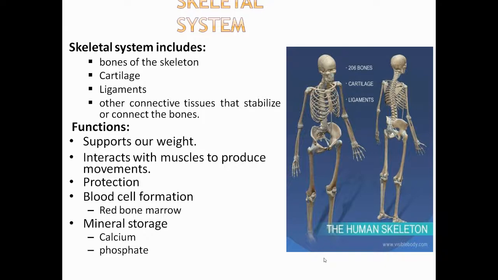In this chapter, we will study all these topics. We will cover the axial skeleton and the appendicular skeleton, the thoracic cage, and we will also study the structure of the bones, etc.